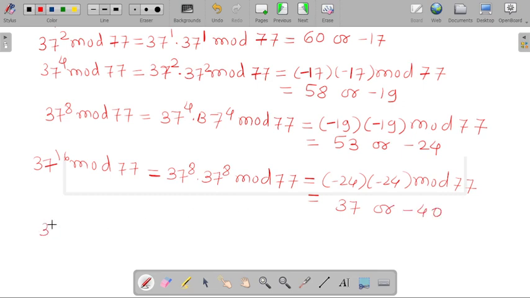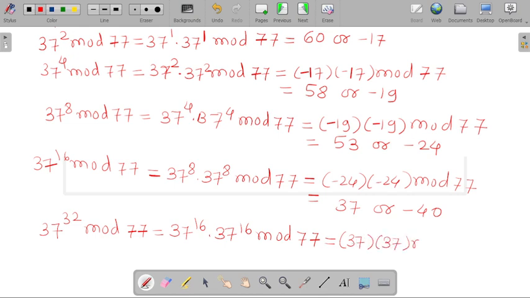Now let's begin with the next step. So 37 raised to 32 mod 77. So 37 raised to 32 is nothing but 37 raised to 16 into 37 raised to 16 mod 77. So for 37 raised to 16, we got the value either 37 or minus 40. Suppose we write here 37 into 37 mod 77. Then we get the value 60, or we can write it as minus 17.